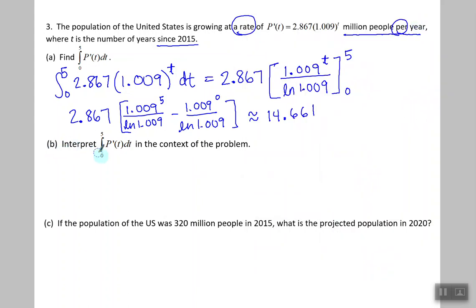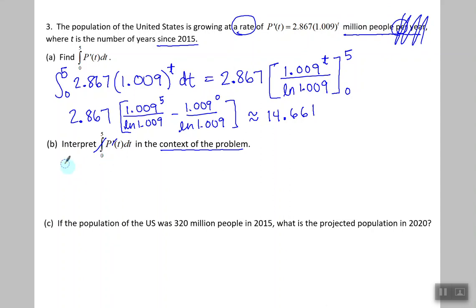Part B, interpret the integral from 0 to 5 of p prime of t dt in the context of the problem. So they talked about p prime of t being the rate of the population growth in the United States. So if it's a rate and we've taken the integral of the rate, the integral cancels out the rate because the rate is a derivative and the integral is an antiderivative. So we take away the word rate, which means we take away the units per year, and we just end up with the change in millions of people.